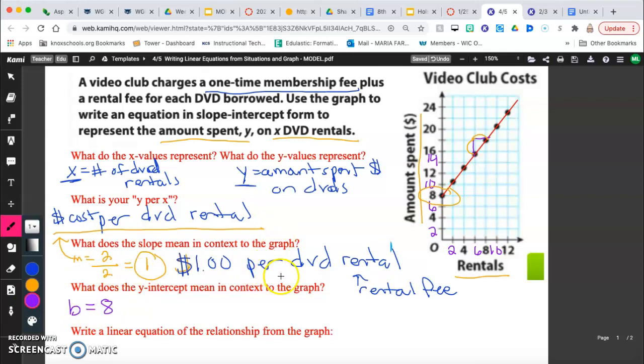Now we said, what does it mean in the context of this graph? Well, we know we have a rental fee plus a one-time membership fee. If 8 is how much we're paying at the beginning before we start renting anything, that is that one-time membership fee. It's your initial value. $8, you're going to have to pay $8 before you're allowed to start renting any DVDs at all. So that 8 represents the one-time membership fee.